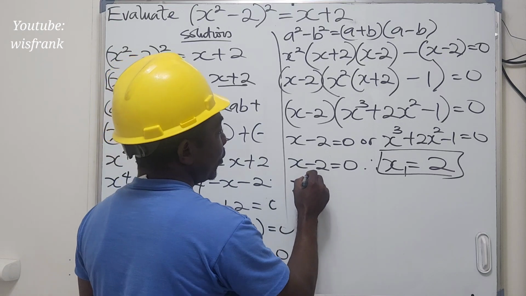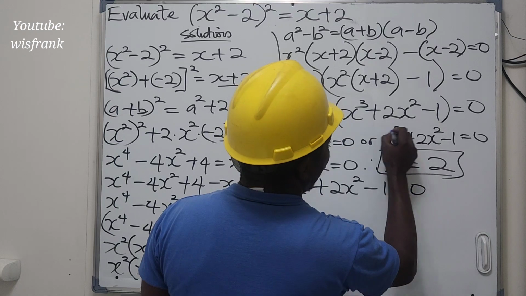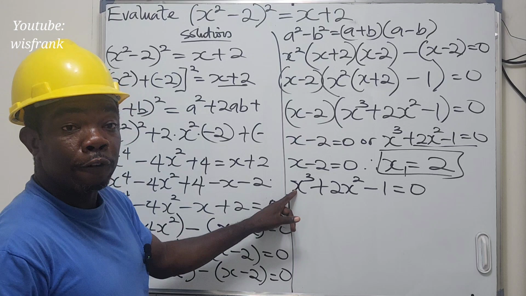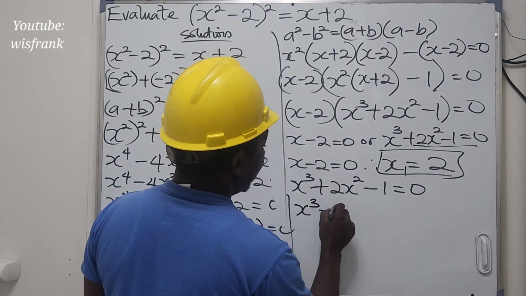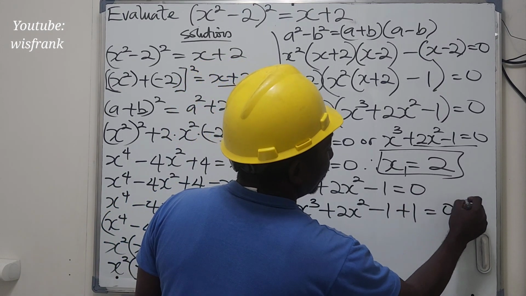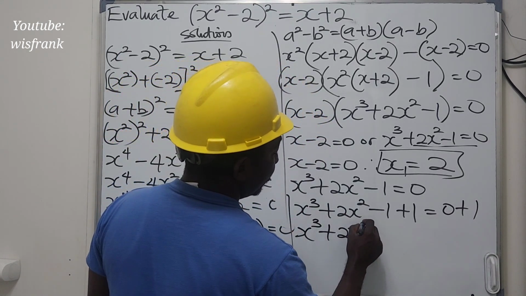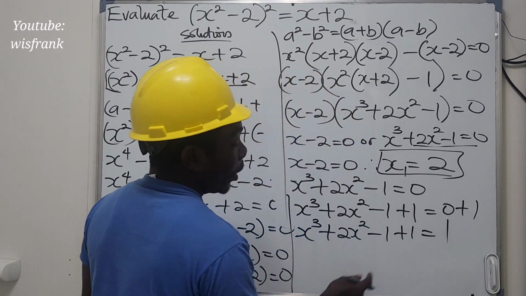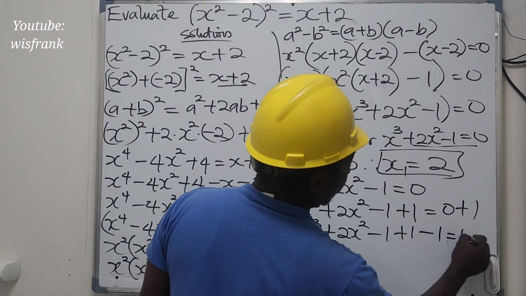The second one is x to the power of 3 plus 2x to the power of 2 minus 1 equals to 0. So here, for us to further simplify this, we can add 1 to both sides. So this will become x to the power of 3 plus 2x to the power of 2 minus 1 plus 1 equals to 0 plus 1. So this will become x to the power of 3 plus 2x to the power of 2, and minus 1 plus 1 here will become 0, equals to 1. We can as well transpose 1 to the other side. So this will become minus 1 equals to 0.